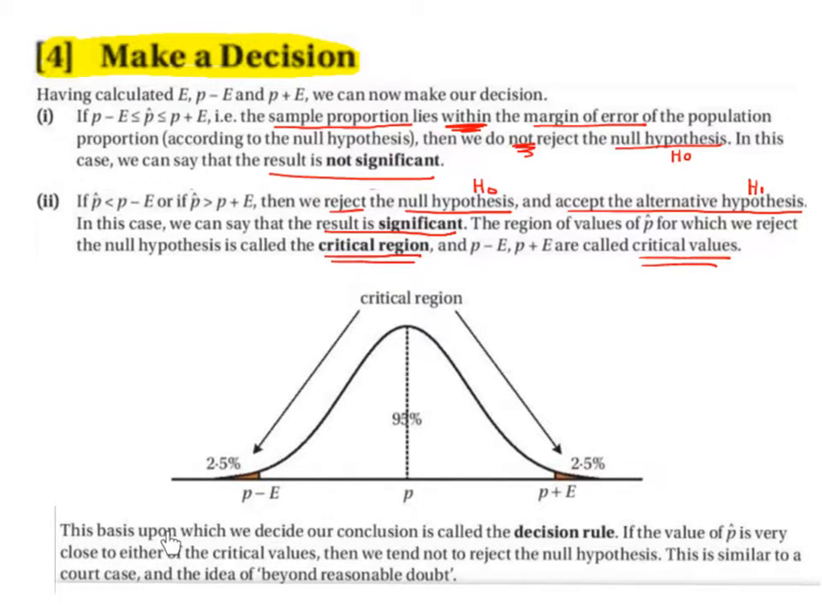The basis upon which we decide our conclusion is called the decision rule. If the value of p hat is very close to either of the critical values, then we tend not to reject the null hypothesis. This is similar to a court case and the idea of beyond reasonable doubt.